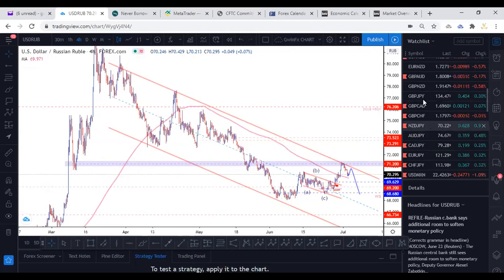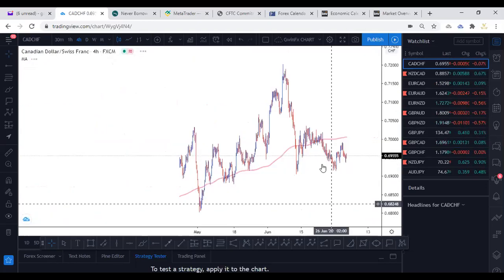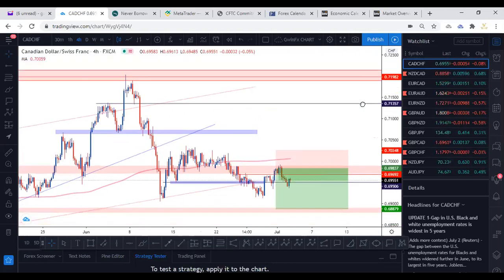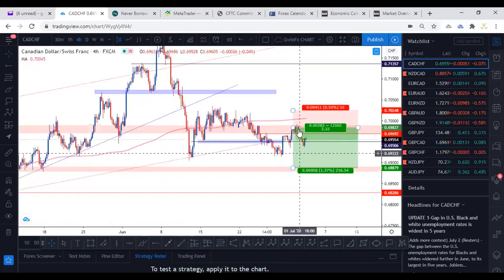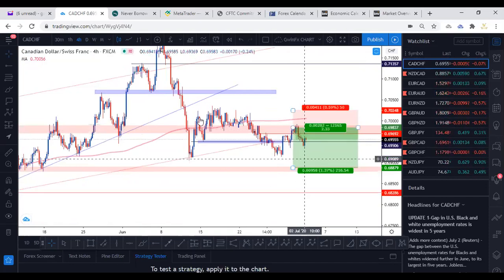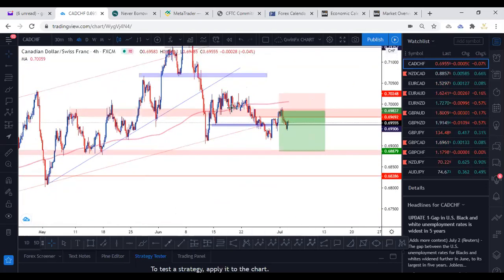We'll just quickly analyze CAD/CHF. CAD/CHF, we expect one more drop, and that'll be it. One more drop back to this zone. We had a buy trade, sell trade here, so one more drop here. Friends, I expect two more drops, rather.